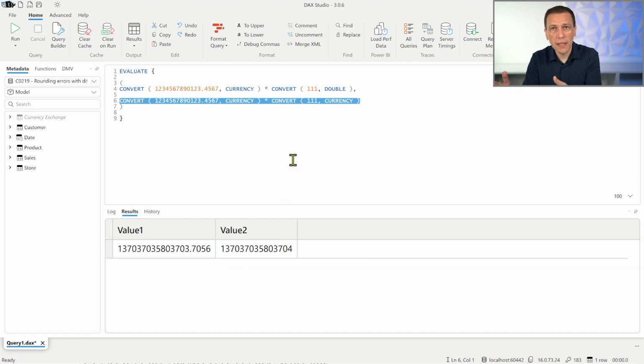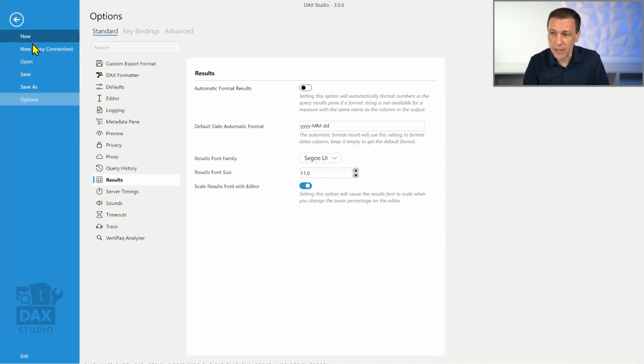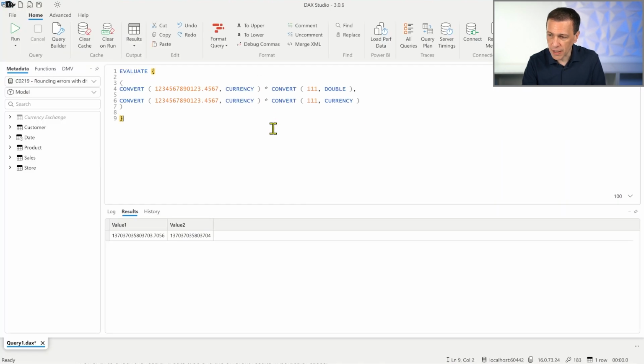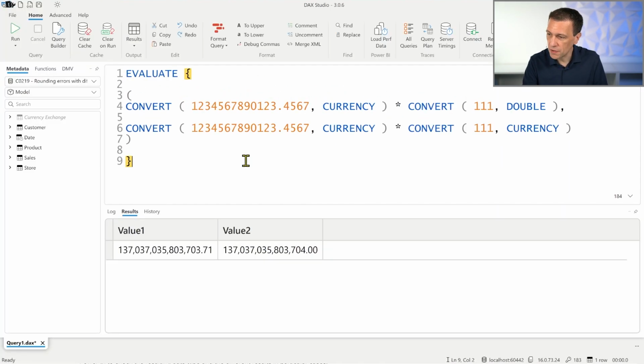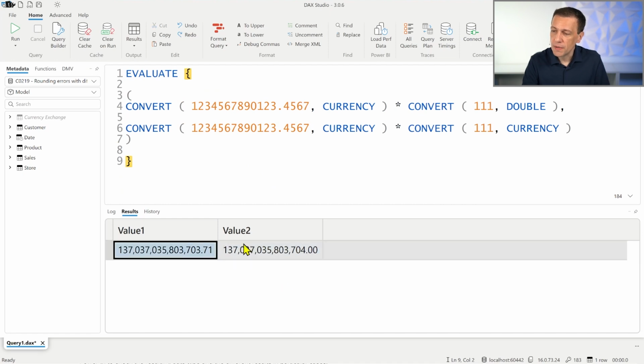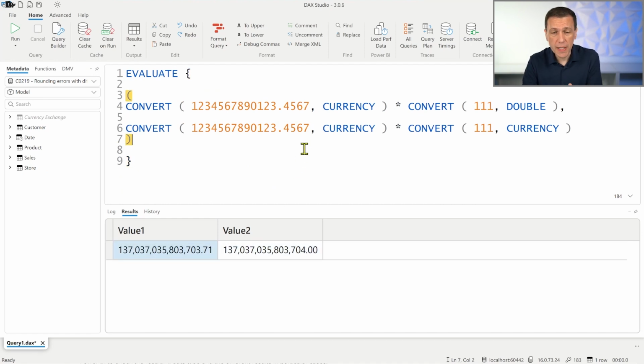And this is the reason why the number has been rounded to the closest integer, because this was the number of digits that were possible to represent in that number. So let's restore the automatic format result. Let's execute this again, and let's see the numbers. So we have the different numbers in this case. As you can imagine, this creates a problem.